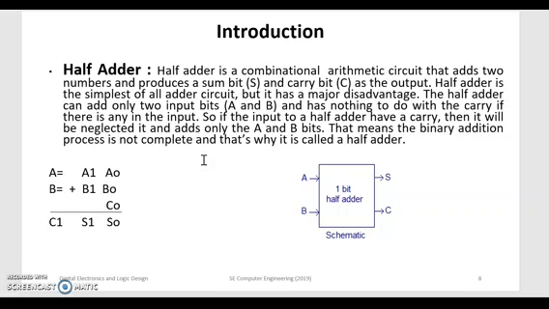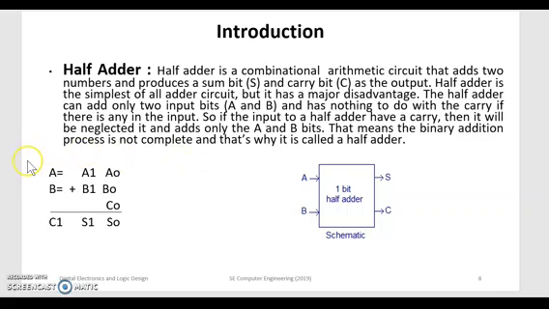If you have numbers A and B which have multiple bits inside, and if any carry is generated at some point, that carry will not be considered. The carry will be neglected and it will just add the bits. It will not consider the carry.